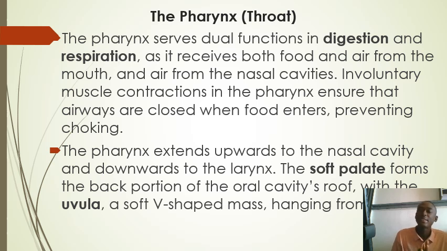The pharynx extends upwards to the nasal cavity and downwards to the larynx. The soft palate is at the back portion of the oral cavity, with the uvula, a soft V-shaped mass, hanging from it.